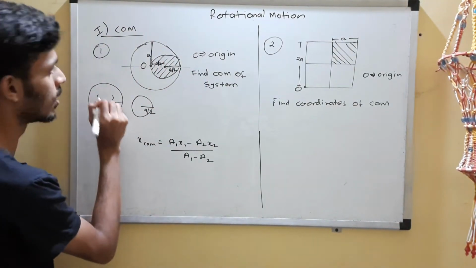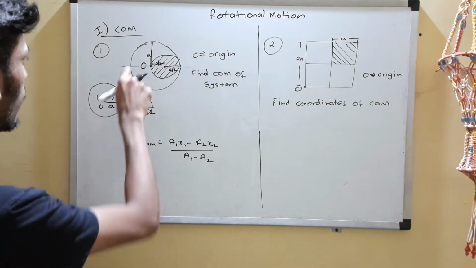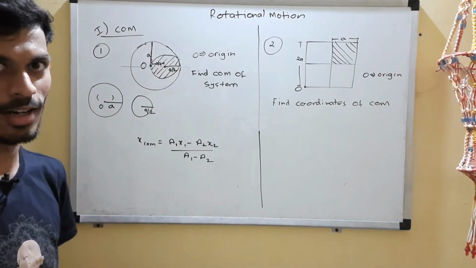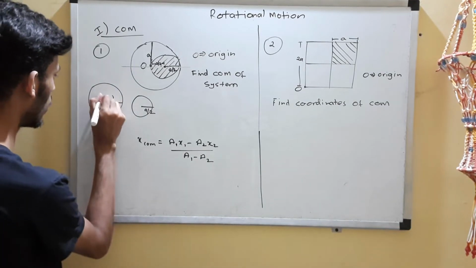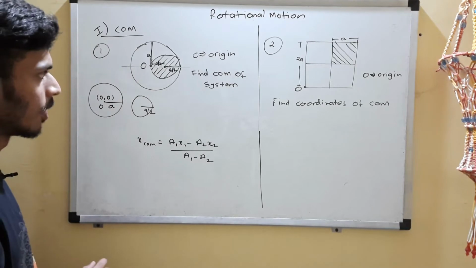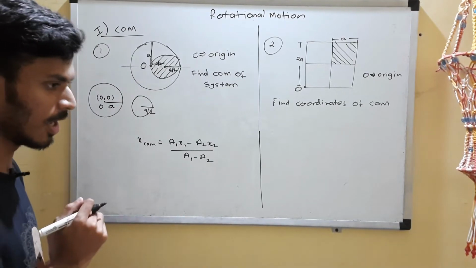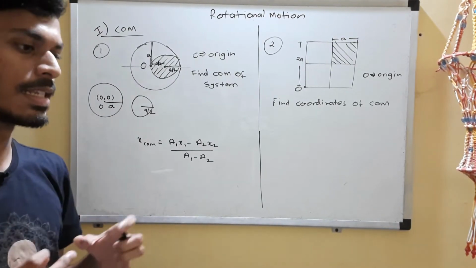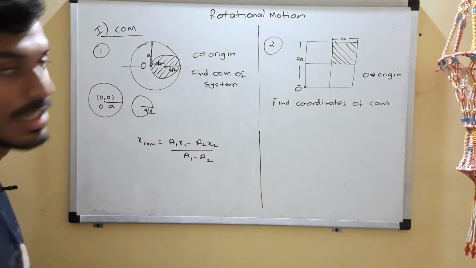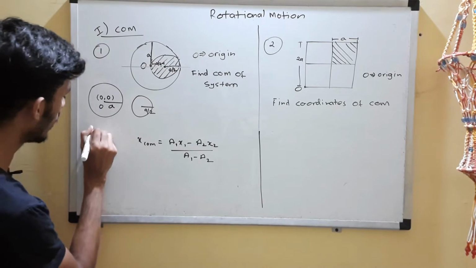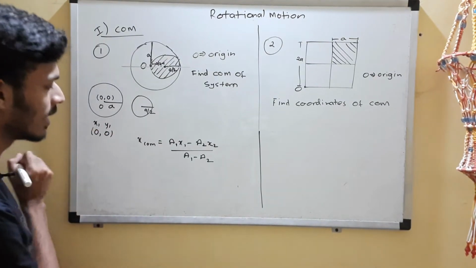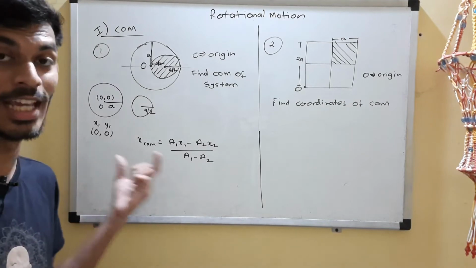Here they have told us that O is the center of this circle and it is also to be considered as the origin. So here the point is 0, 0. If we had the bigger circle, without the cutout piece, then the coordinates of its center of mass would be at 0, 0, the origin, right? So these are x1 and y1, the coordinates of the center of mass of area 1.